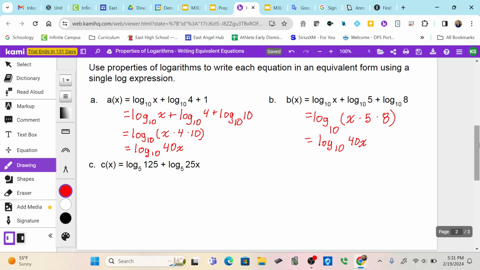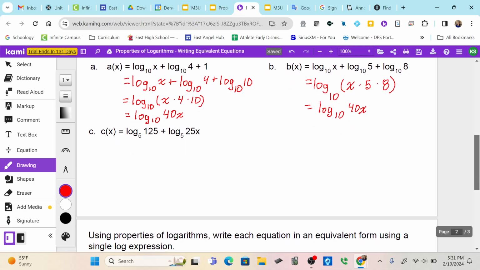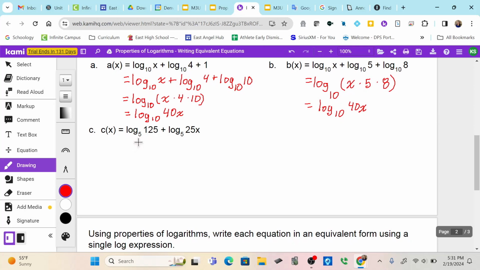For example C, we've changed our base. So we've got log base 5 of 125 plus log base 5 of 25x. What we can do is simplify log base 5 of 125. Log base 5 of 125 is going to be 3 because 5 to the third power is 125.